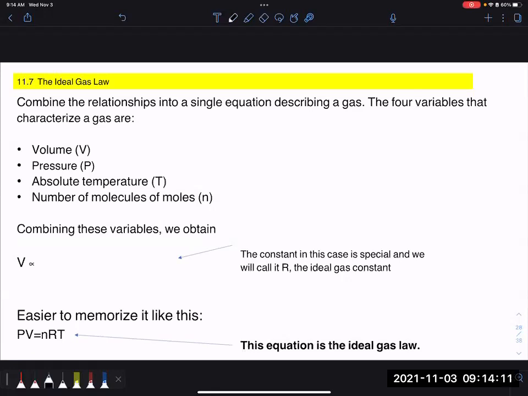I think what he's getting at, what would he write here? Oh, maybe it's volume is proportional to number of moles times temperature. It's this one rearranged. So this would be like that. We have n, T, and we'd have this value of R over P.